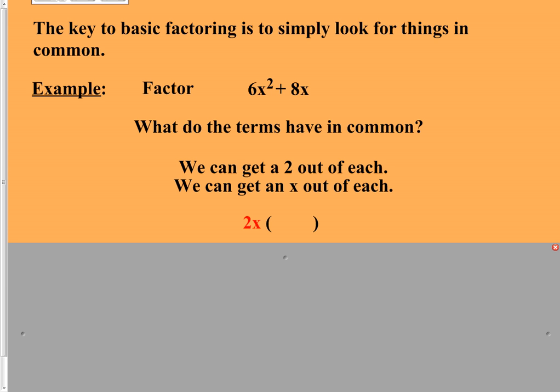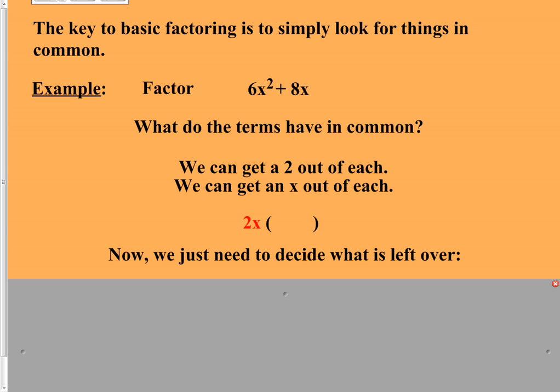Okay. Now, after we do that, once we take the 2 and the x away from each of them, we simply have to decide what is left over from each of these terms now that the 2 is gone and now that an x is gone. We'll look at the first term. Okay, it was 6x squared. 2 has been removed from it. X has been removed from it. Well, if the 2 has been removed from the 6, what was the other factor of the 6? 2 times what? Obviously, 2 times 3. There will be a 3 left over in that first term.